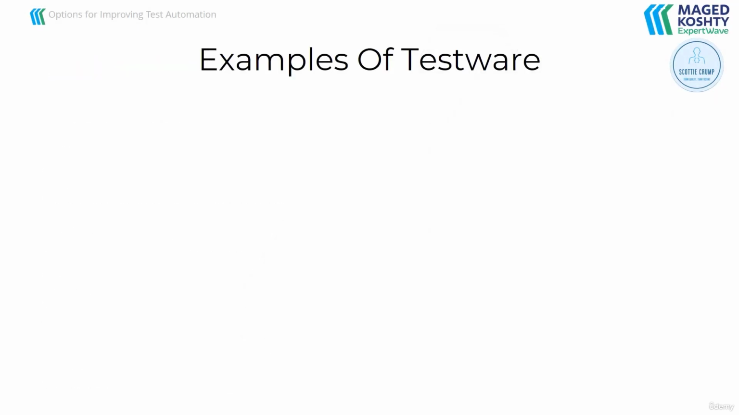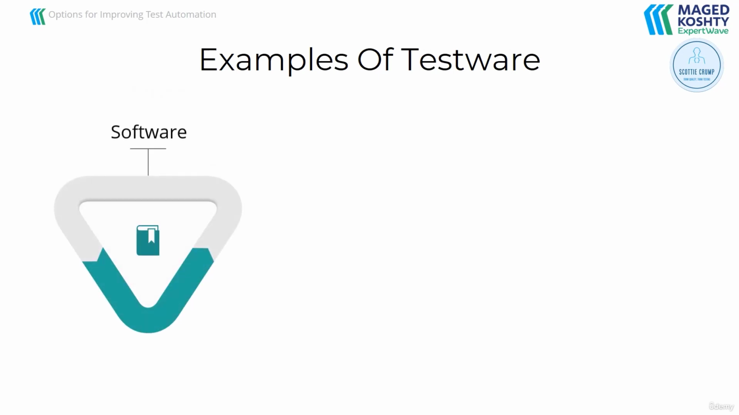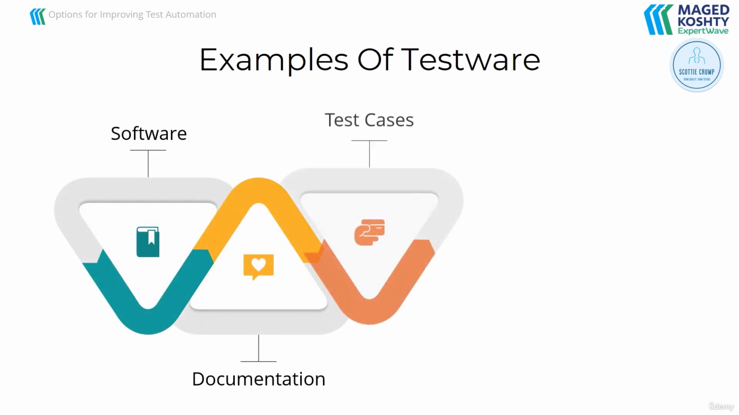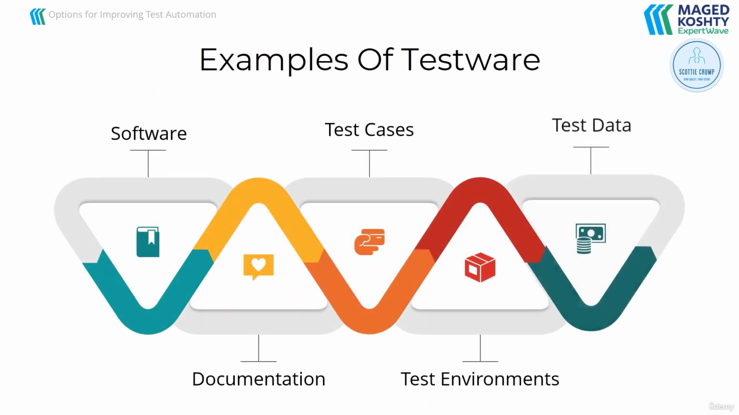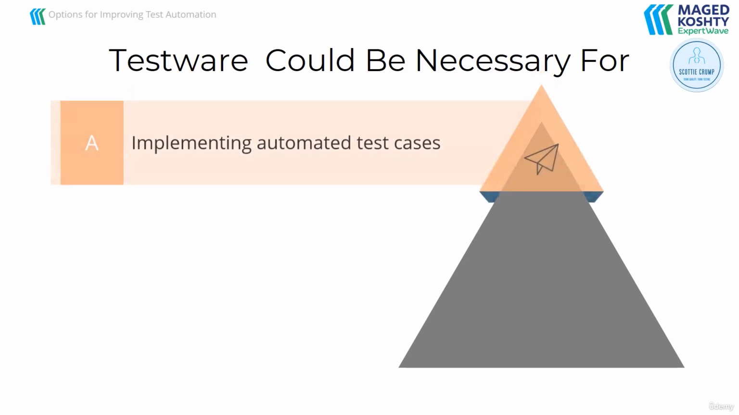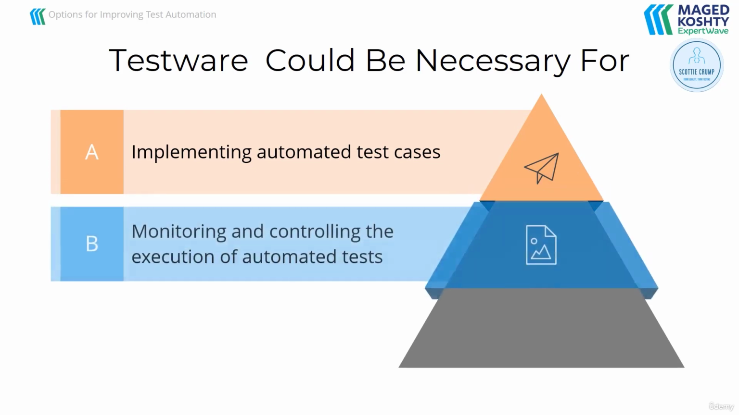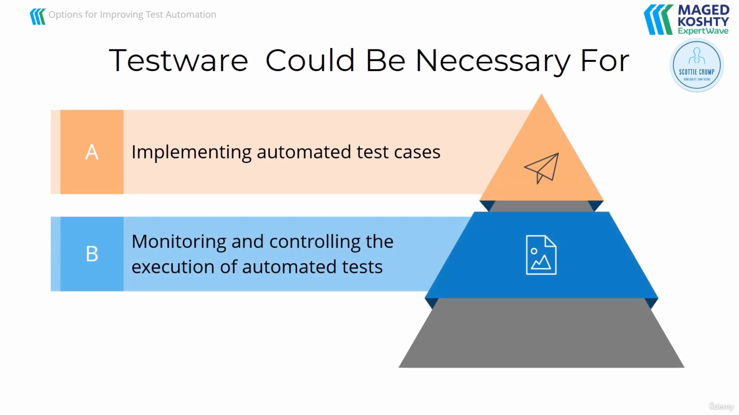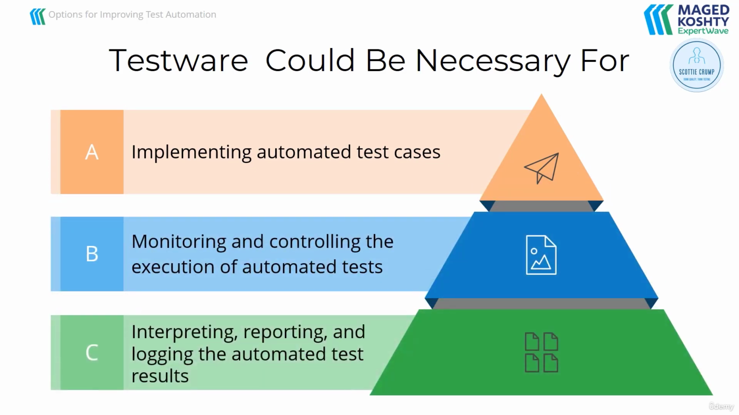Examples of testware are software, documentation, test cases, test environments, test data. Testware is necessary for any testing activities and for test automation specifically. Testware could be necessary for implementing automating test cases, monitoring and controlling the execution of automated tests, interpreting, reporting, and logging the automated test results.